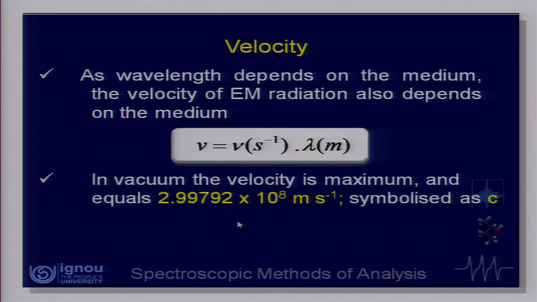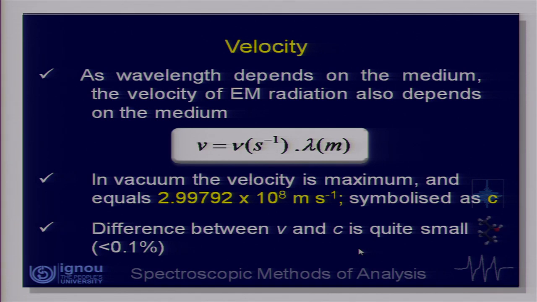The velocity of radiation happens to be the maximum in vacuum, and that number we are familiar with. We typically talk in terms of 3.0 × 10^8 meter per second, but the actual number happens to be 2.99792 and so on and so forth. And velocity in vacuum is given a symbol c.